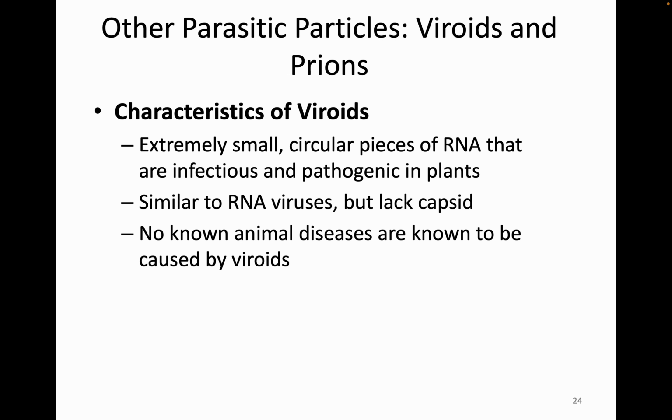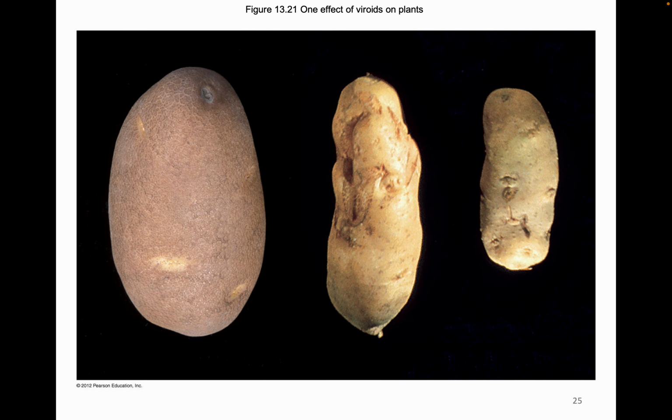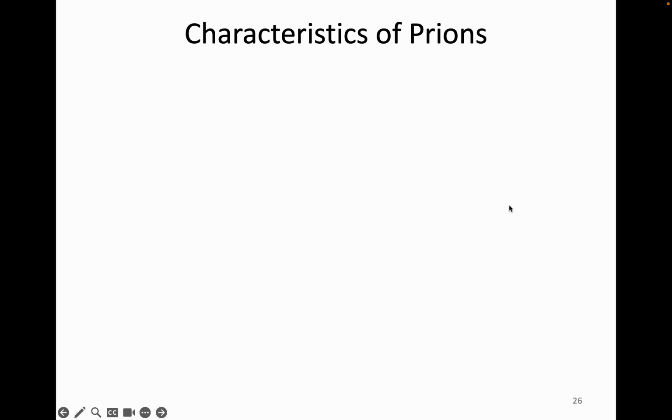Other parasitic particles include viroids and prions. Viroids are extremely small, circular pieces of RNA that are infectious and pathogenic in plants. They're similar to RNA viruses, but they lack a capsid. And there's no known animal diseases caused by viroids. So here's one effect of viroids on plants. You can see a major difference in the size and texture and structure of these potatoes infected by a viroid.